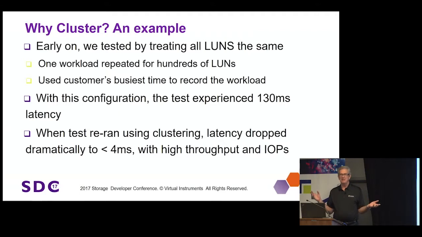Latency is the typical measurement for it. We were seeing 130 milliseconds latency. No, not very many people are going to accept that. So we looked at clustering. We looked at the way of distributing these different types of workloads across the LUNs, and then ran these tests. So we saw that latency dropped down to under 4 milliseconds, the throughput and IOPS jumped, and it was a much more accurate and true way of measuring it.